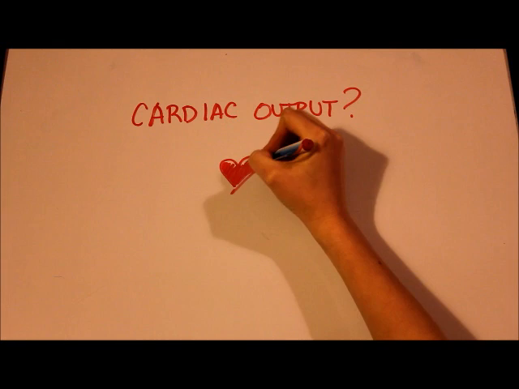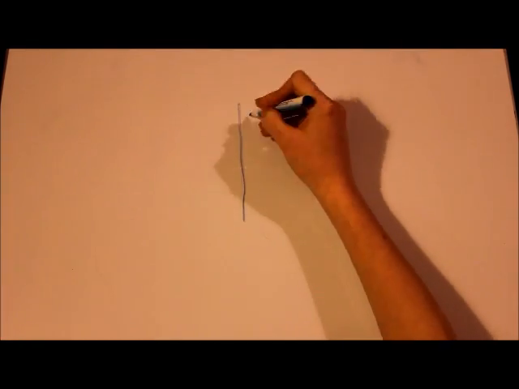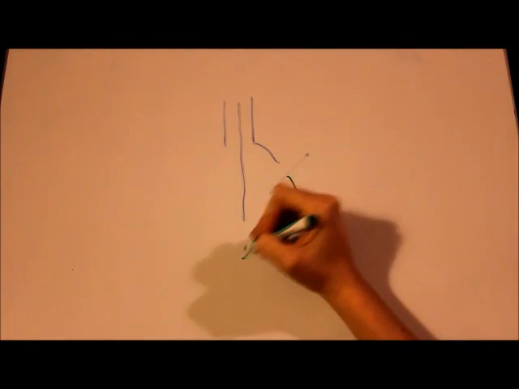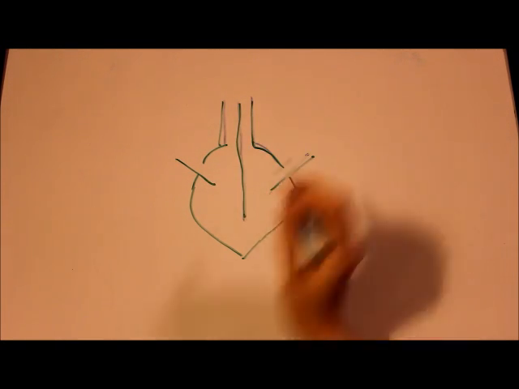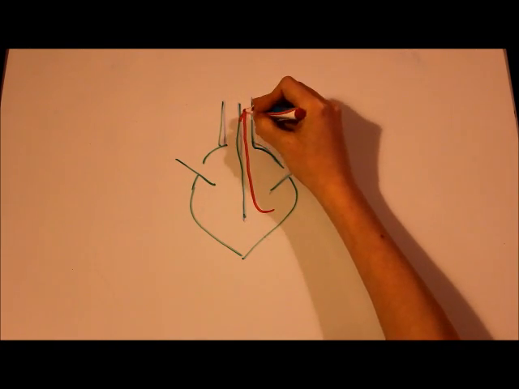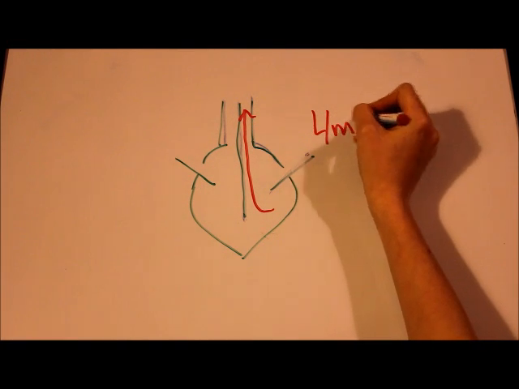Let's begin. Firstly, what is cardiac output? It obviously has to do with the heart, but what does it really represent? Well, cardiac output is essentially the volume of blood expelled from the heart to the aorta over a certain amount of time, and it's usually measured in liters per minute.